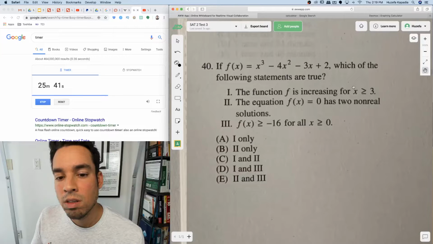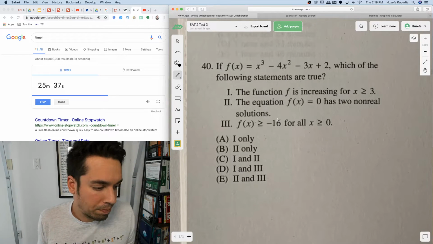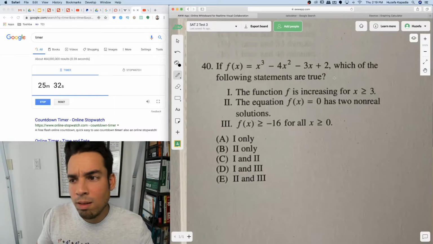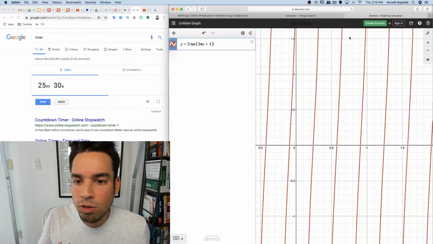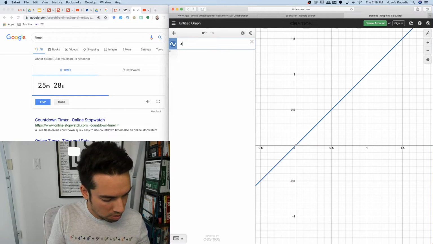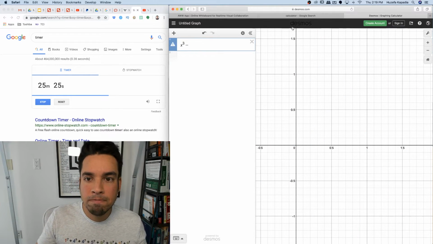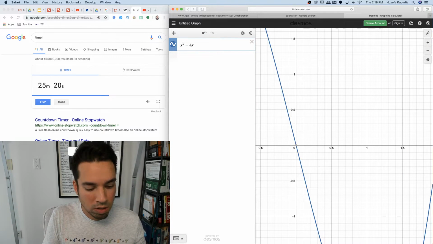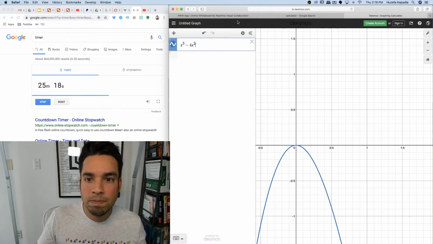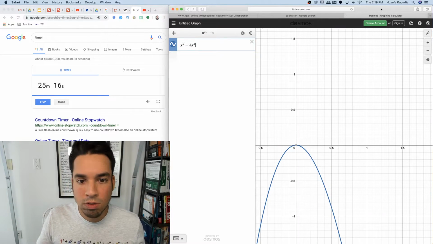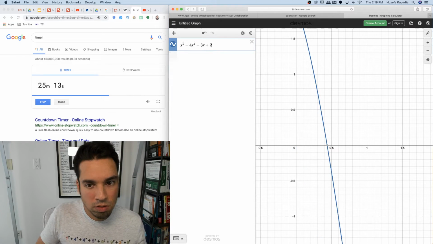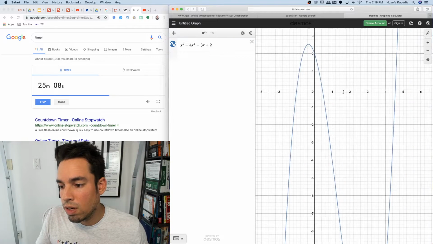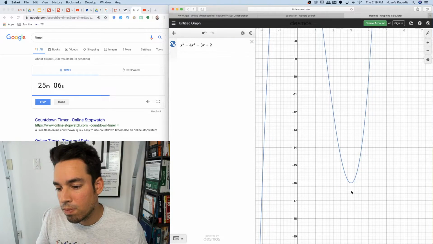If f of x equals this, which of the following statements are true? Function is... I'm just going to graph it. I'm not even going to think about it. x cubed minus 4x squared minus 3x plus 2. Okay, let's see. And then we want to know when x is greater than 3.